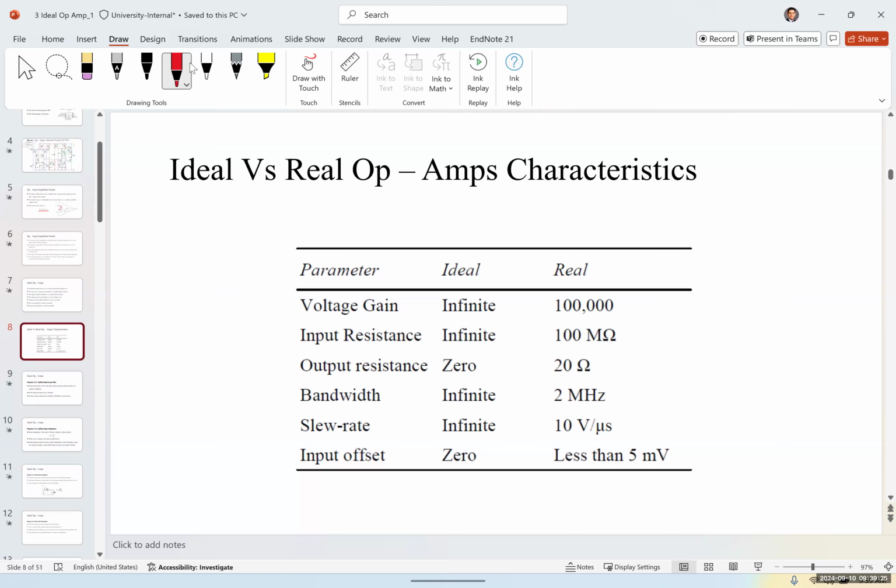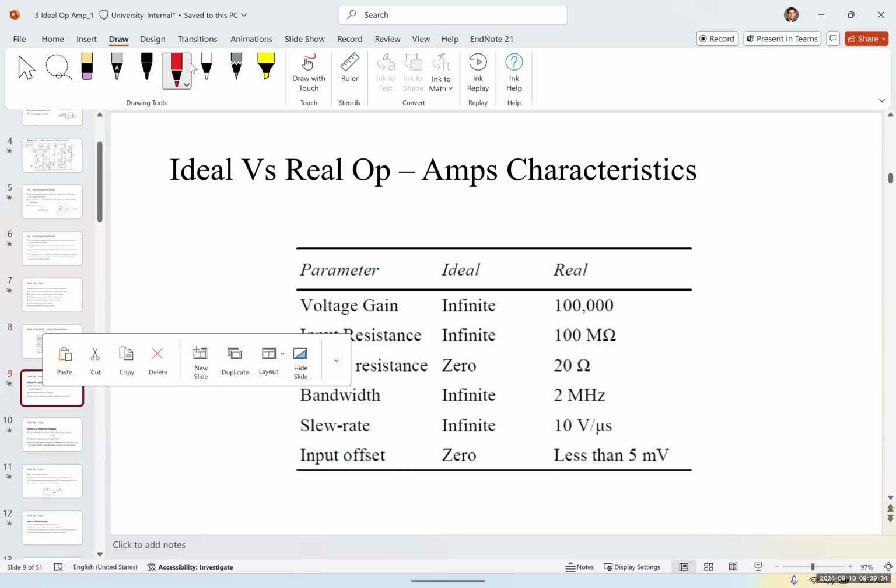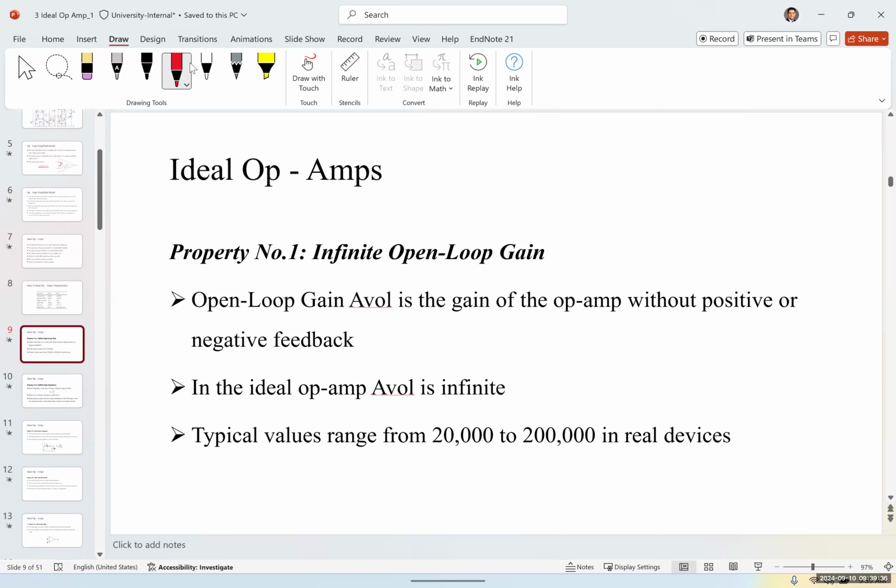And we also had this table. This is just a review of the previous class, comparing an ideal with a real world op amp. So let's dive into the properties of an ideal op amp. The first property is that an ideal op amp has an infinite open loop gain. So AV in an op amp would be infinite.